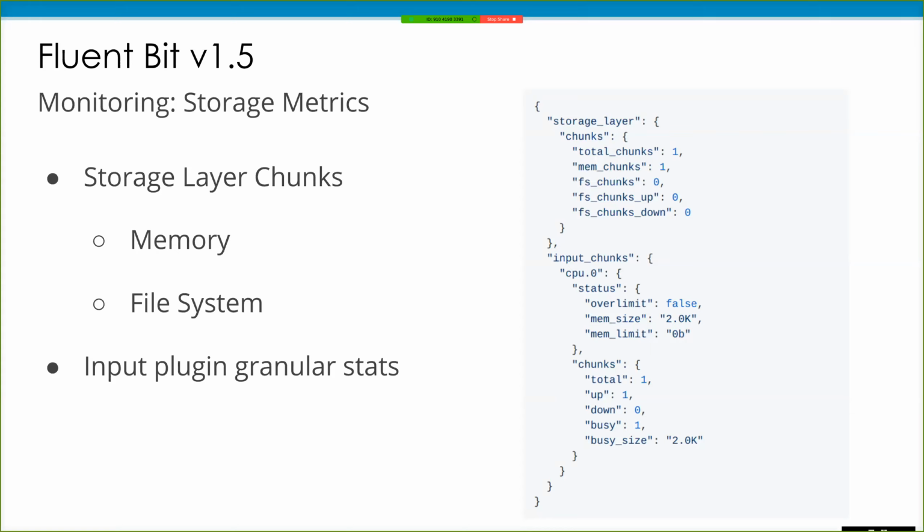Okay, so this is where it introduced the new storage metrics endpoint, which basically just pushes out a JSON map with different information, like how the storage layer is doing, how many buffers are in memory, how many buffers are in the file system, and if the buffers in the file system are also up in memory. And from the input side, we can know if any plugin is ingesting too much data, is over limit, or we can get more granular information about this. And I think that this is a huge improvement from an operational perspective.